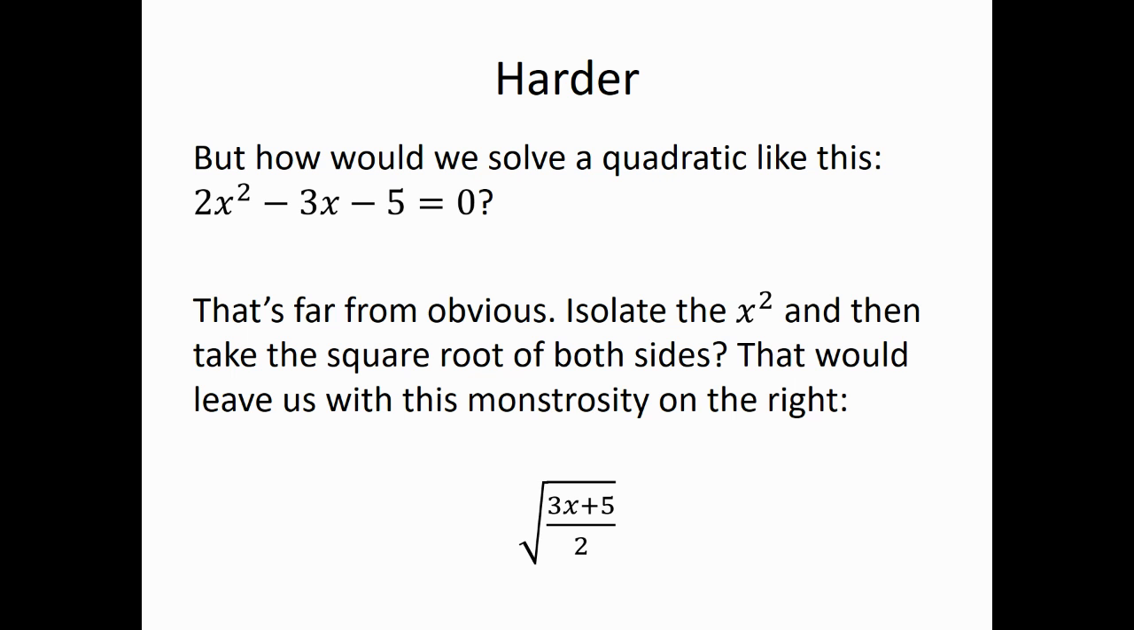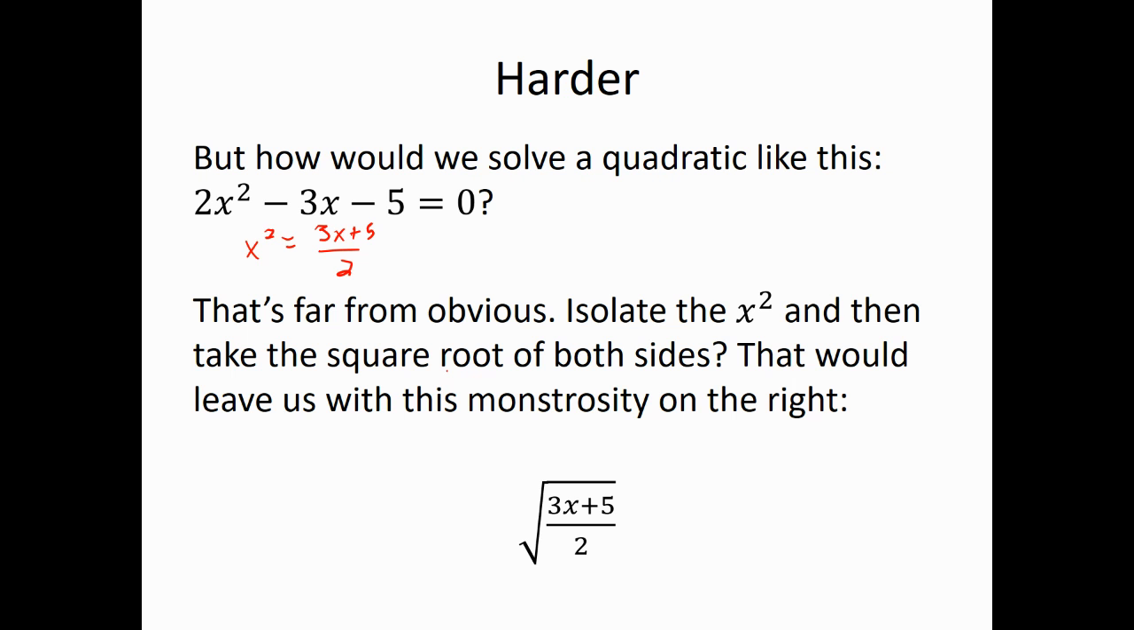I've seen students do this. Maybe isolate the x squared, and then let's see. I'll just show you what that would be if you were to isolate the x squared, then you would add the 3x and the 5 to both sides, and then you would divide both sides by 2. So after just a little bit of algebra, you'd end up with this. X squared is 3x plus 5 over 2.